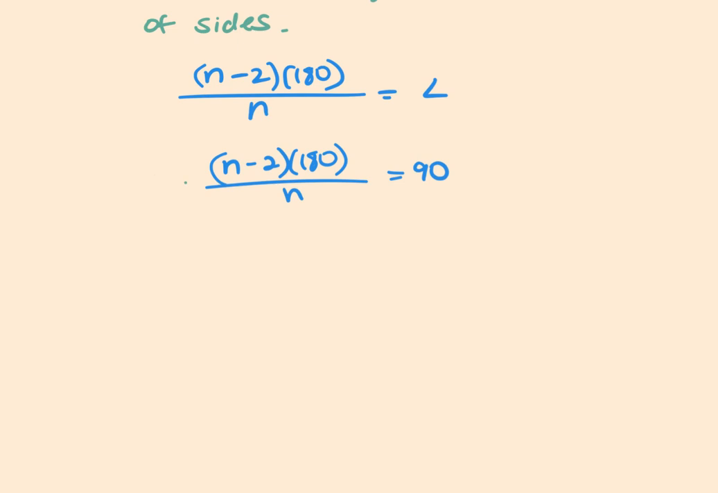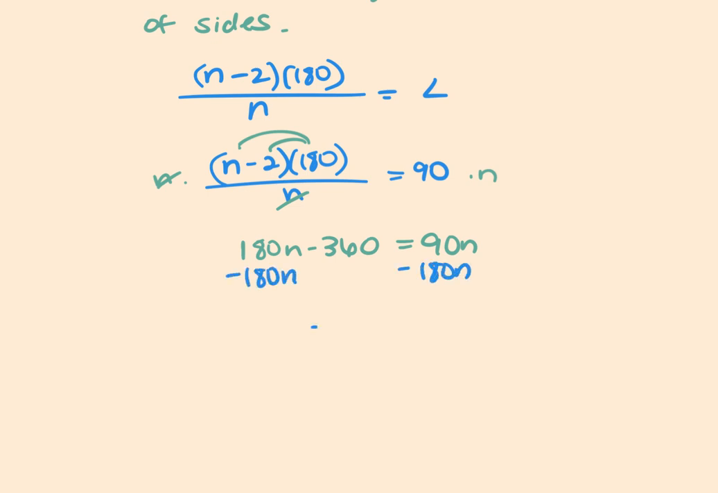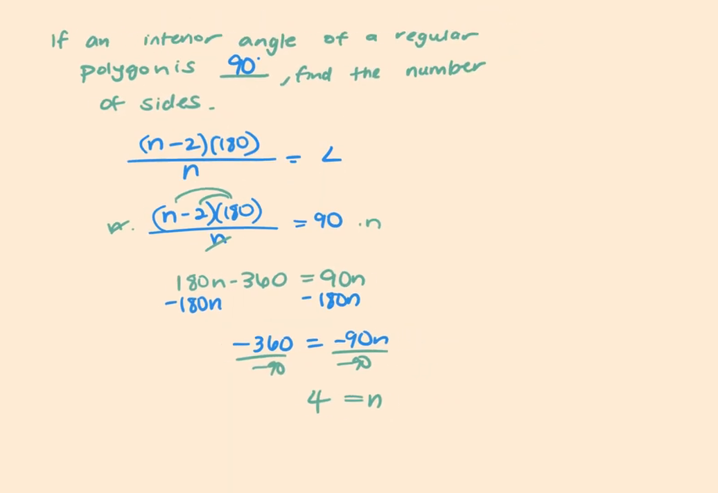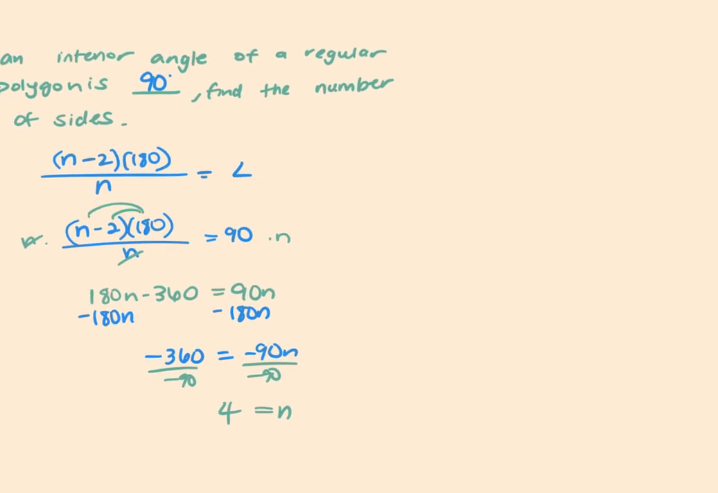So I would multiply both sides by n. This is going to cancel. Marcy, with me? I'm going to distribute the 180. 180n minus 360 would equal 90n. I got to subtract the 180n. Negative 360 would equal negative 90n. And then divide both sides by negative 90. That would give 4 sides, which would make it a what? What's the name of this? Quadrilateral. It can be a square, but it doesn't have to be.